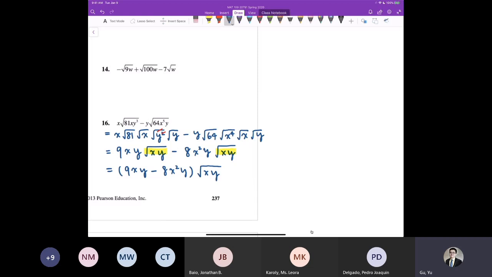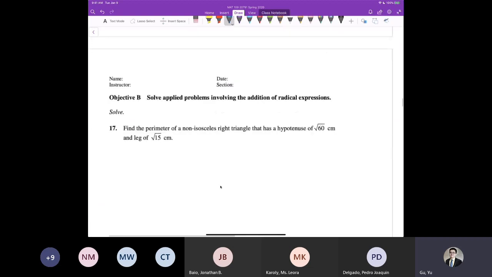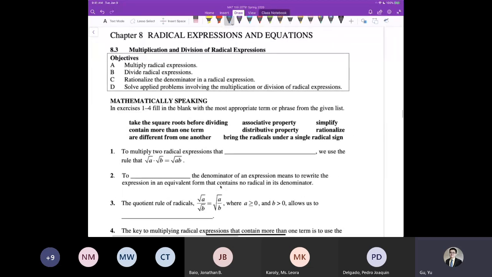All right, very good. So we're going to move on to the last section that we're going to cover today, which is 8.3. 8.3 is multiplication and division of radical expressions. So we have covered simplifying radical expressions, adding and subtracting radical expressions, and now we're going to work on the last two operations, which is multiplying and dividing radical expressions.